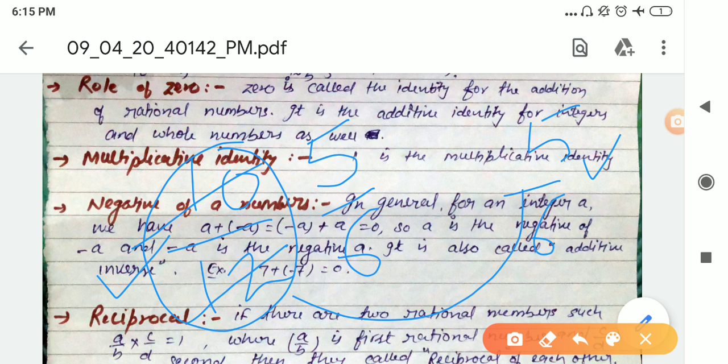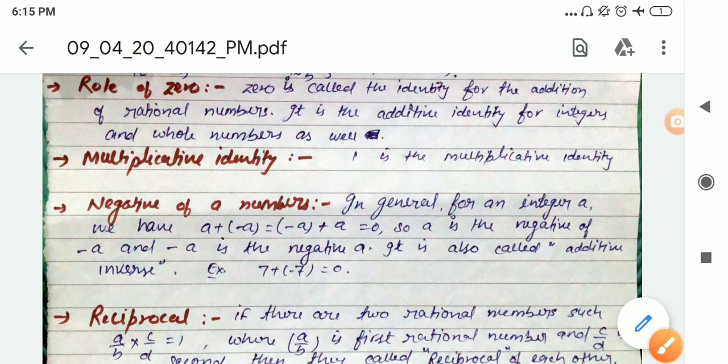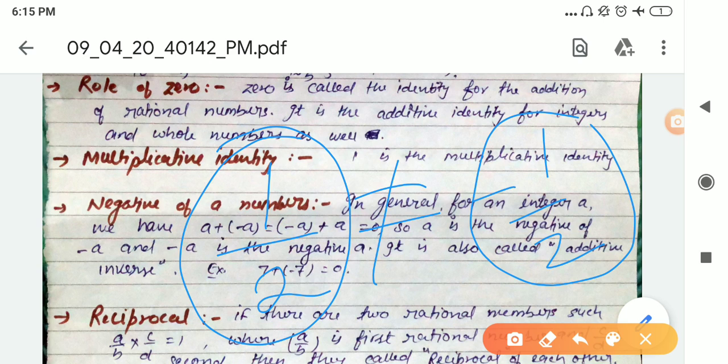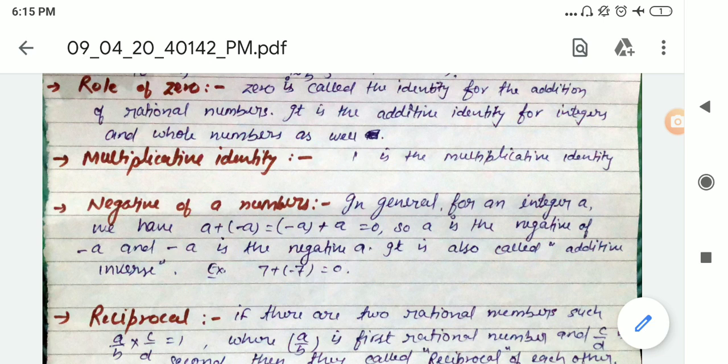You got it all? Make sure that equal rational numbers with different signs cannot be equal. For example, 1 by 2 cannot be equal to minus 1 by 2, since one is a positive rational number and the other is a negative rational number, so they cannot be equal.